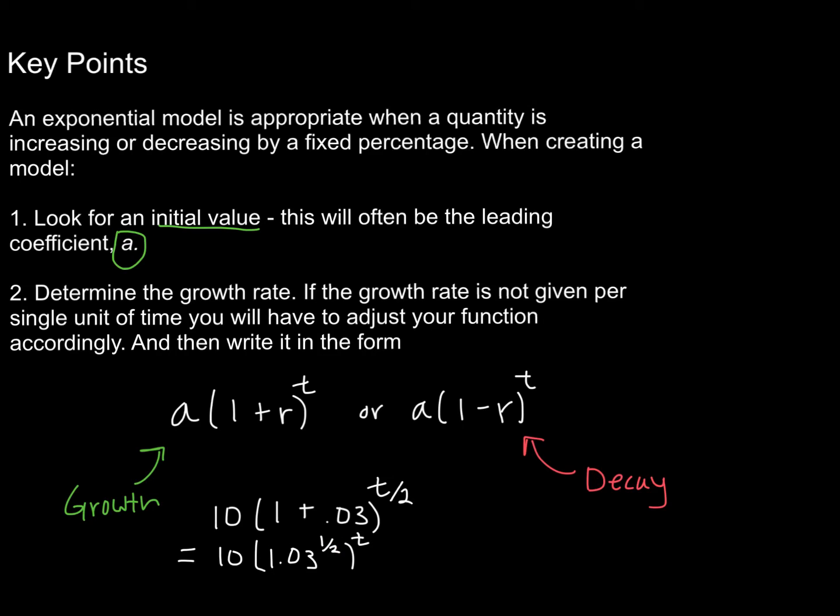So 1.03 to the 1/2 is going to be 1.015, and so I can rewrite this as 10 times 1.015 to the t power. And I can really see without rewriting it in this form that I am increasing by 1.5% every single year.